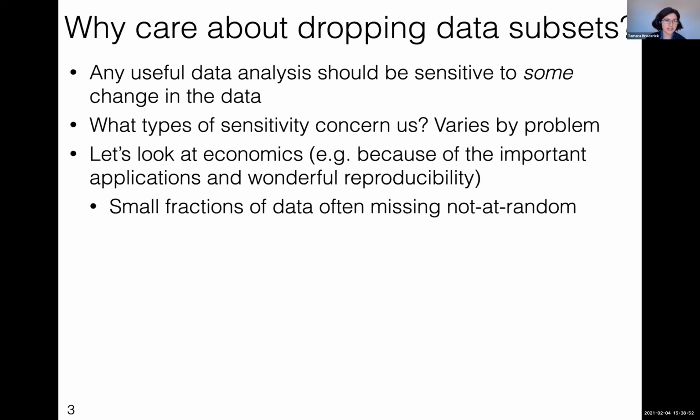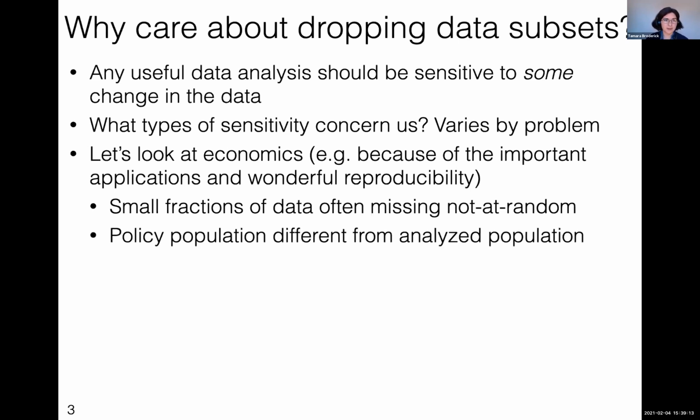Well, one, it is definitely the case that small fractions of data are often missing, not at random. Suppose you got your data via a survey, or you called some people up and some people didn't respond, or they don't have phones. This is definitely going to be potentially some bias in the sample. And so I would worry if my major conclusions depended on a very small fraction of my data.